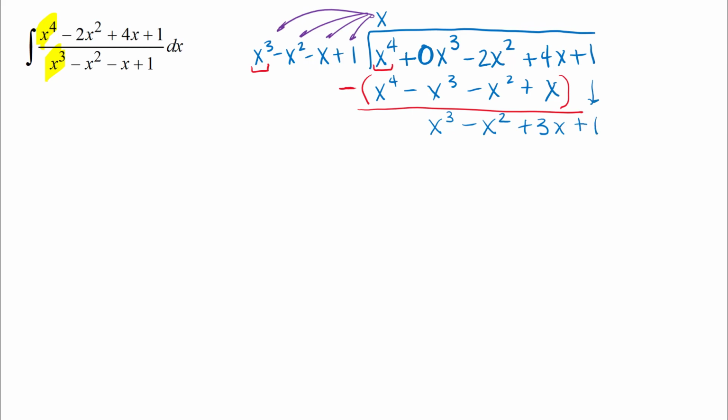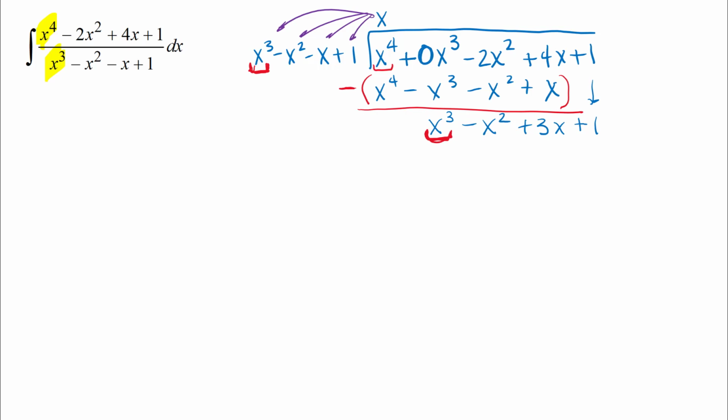Alright, and then we basically just repeat the process again, looking at the x cubed that's out front. What do I have to multiply that by to get this first term here? And I keep doing that until the degree is less than that of the divisor with what I have left in my division problem, and then that'll be my remainder. Okay, so what I have to multiply x cubed by to get x cubed is plus 1.